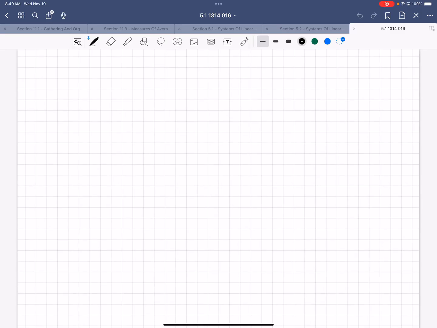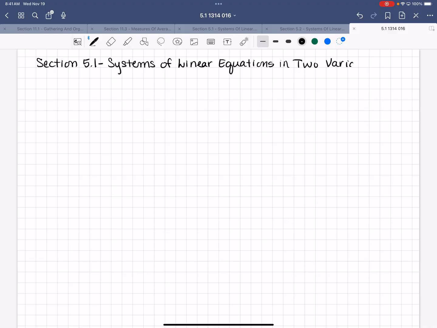So we are on section 5.1, systems of linear equations in two variables. Okay, guys, you'll remember what a system is. In this section, we're talking about linear equations.